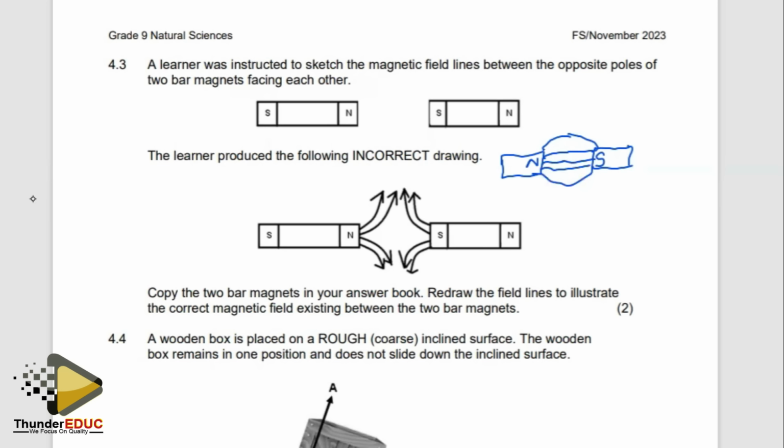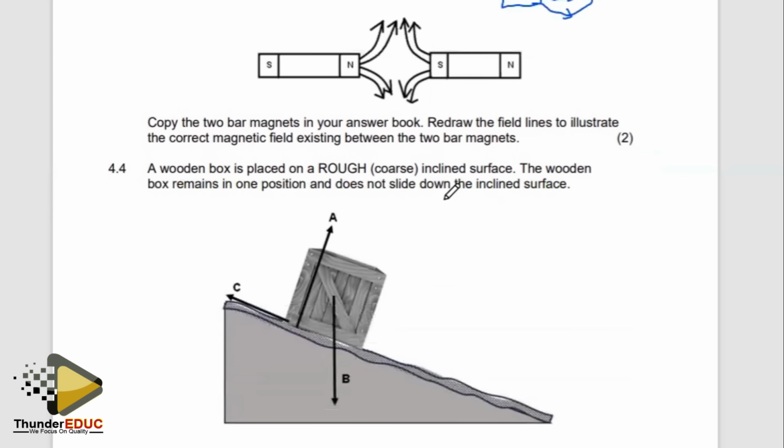Then you need to show us the arrows. The arrows are going to the South Pole, right? Because there's force of attraction. So you show us the arrows here. That's your diagram. That's the diagram that you need to give us. Okay, then let's move on to the next question.